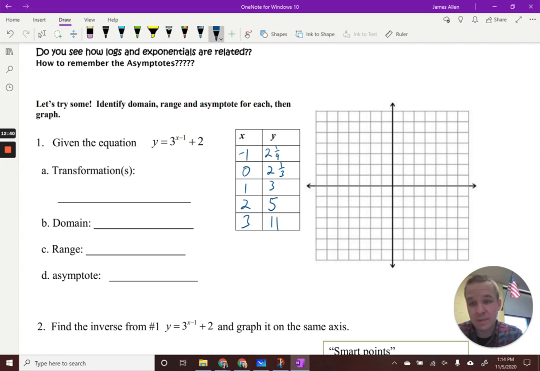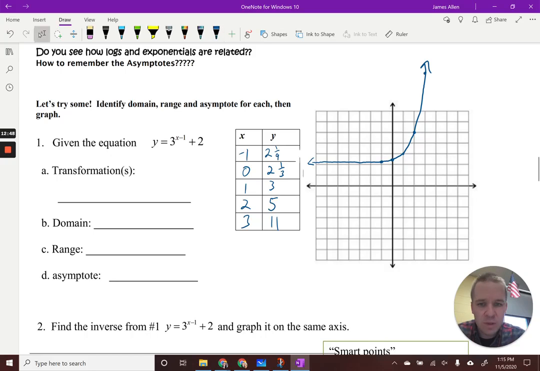So now let's go ahead and plot these points. And boom, there we go. Yeah, one of those went off the graph a little bit there. All good. So I just estimate. With the 2 and 1/9, 2 and 1/3, it's kind of hard to get it that close. But remember, it's just above that 2 value.